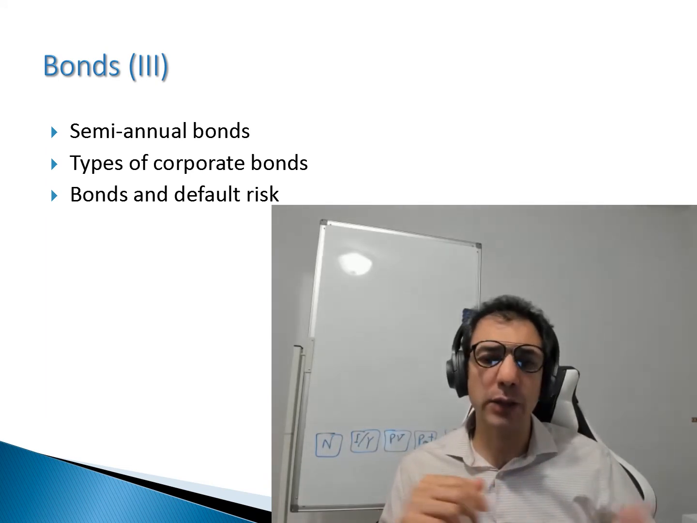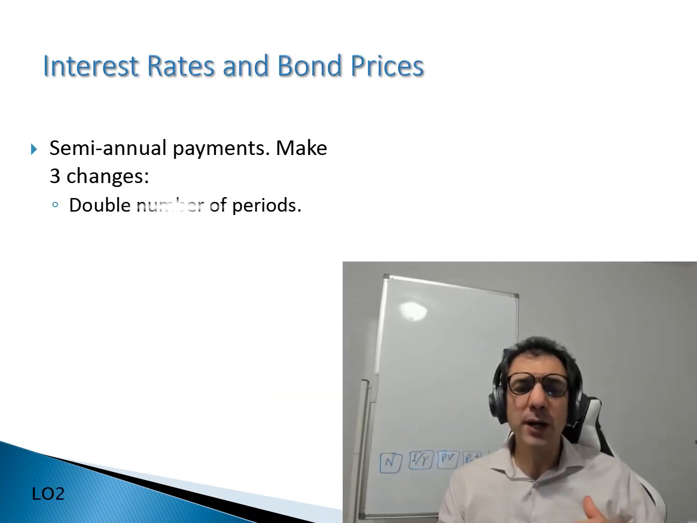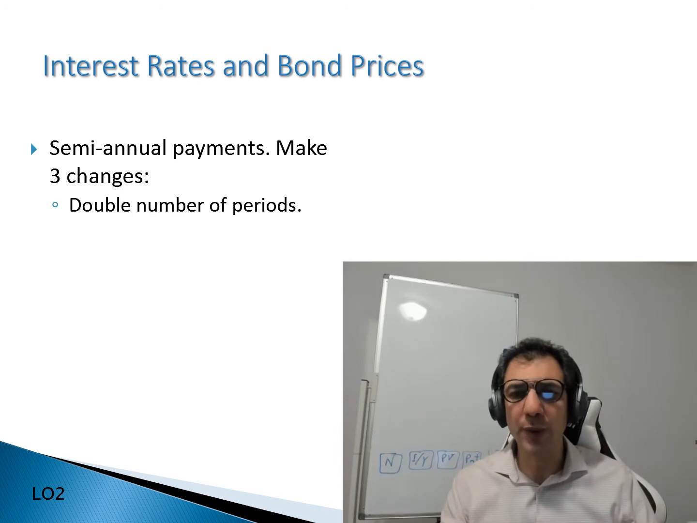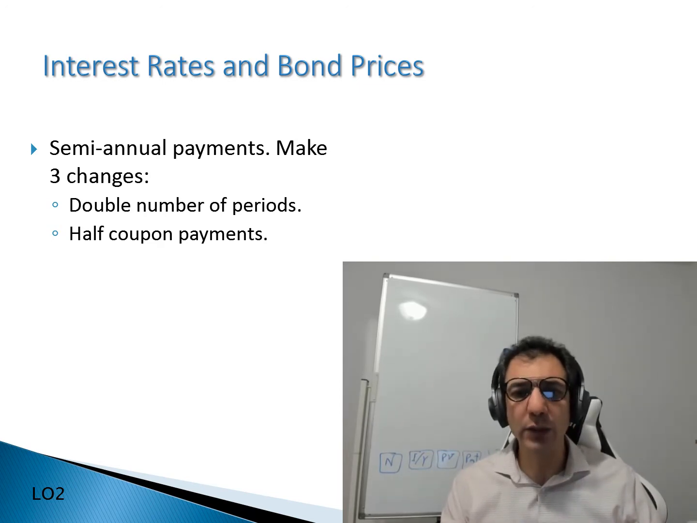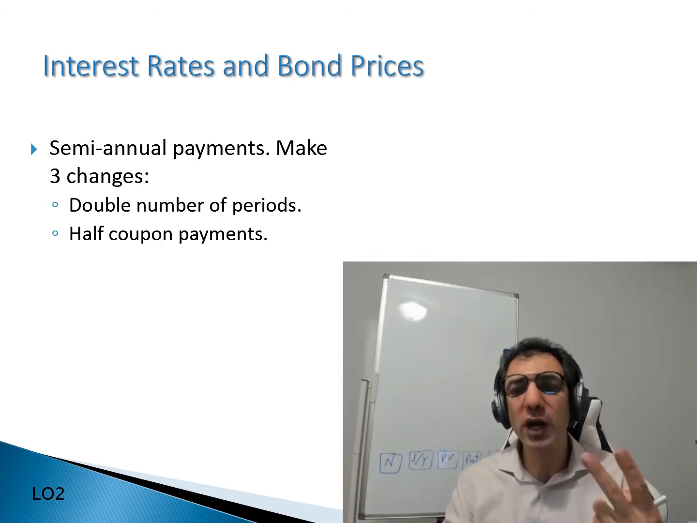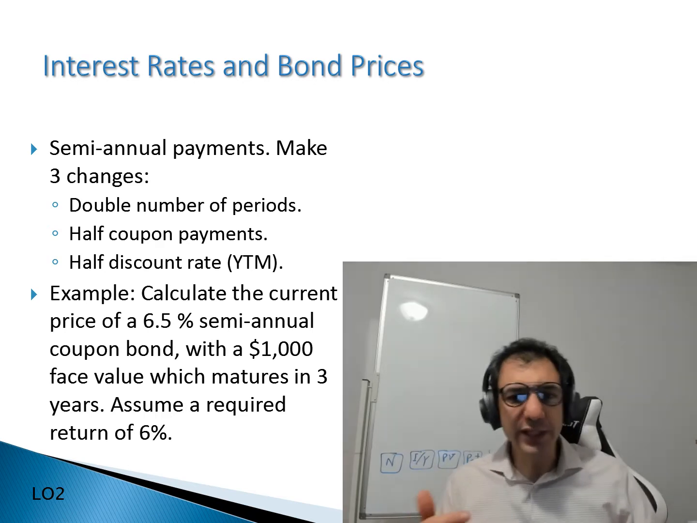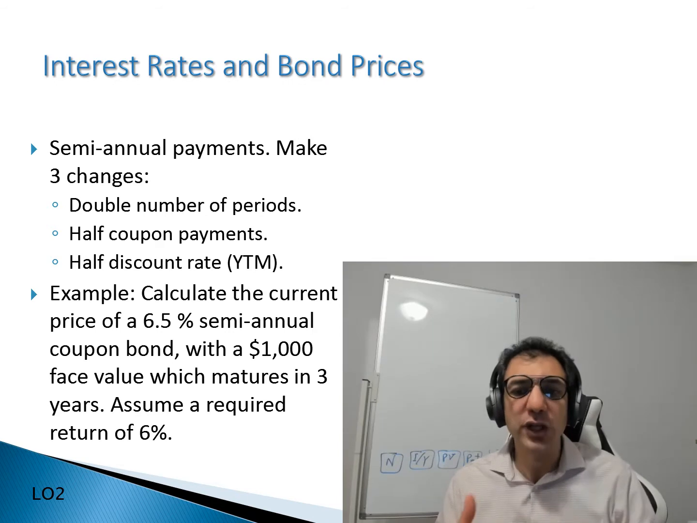So let's talk about semi-annual bonds first. So we talk about bond prices, and so far we assume the payments are happening once a year when it comes to coupon payment. But most of the bonds in the US, in North America, are paid on a semi-annual basis. What does it mean? Semi-annual means you receive two equal payments over the year.